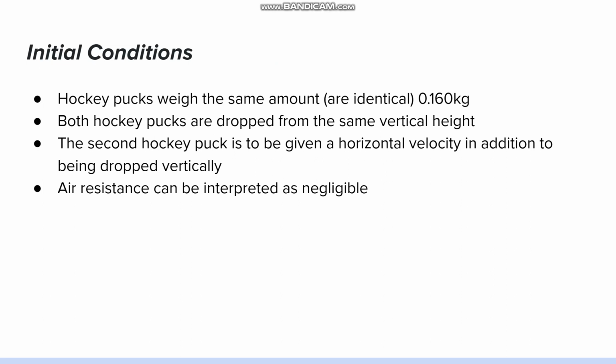So the initial conditions for this lab were that the hockey pucks weigh the same amount, they are identical, at 0.16 kilograms. Both hockey pucks are dropped from the same vertical height. The second hockey puck dropped is to be given a horizontal velocity in addition to being dropped vertically, and air resistance can be interpreted as negligible, as the hockey pucks are very small.